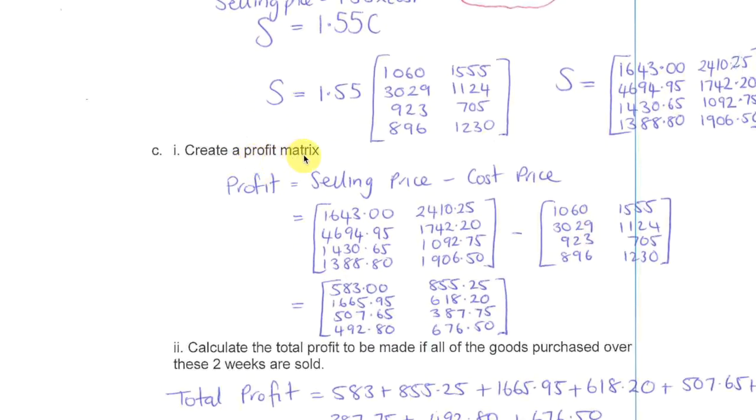Create a profit matrix. So our profit is always going to be the selling price minus what it cost us to purchase those goods. So it's the selling price to the customer minus the cost of buying the product. So it's simply going to be matrix S minus matrix C. So you can see here it's all shown by hand, but you can just easily do copy and paste on your CAS calculator to get there. And so this is the profit.